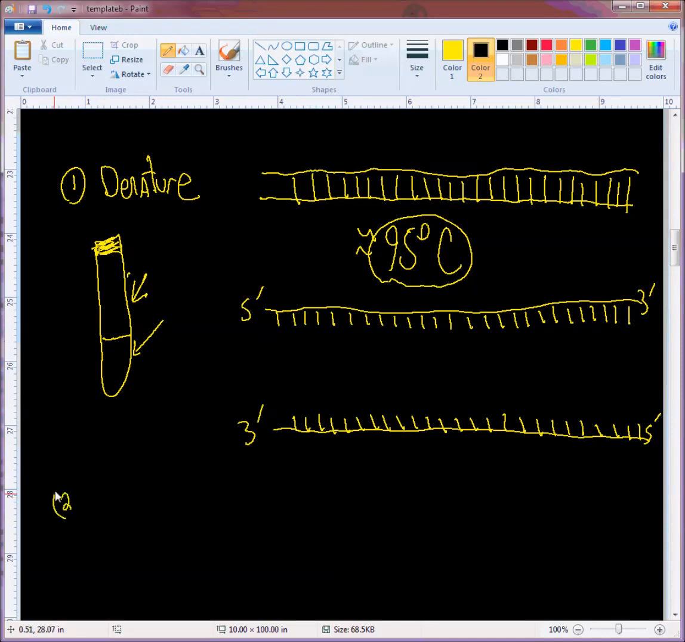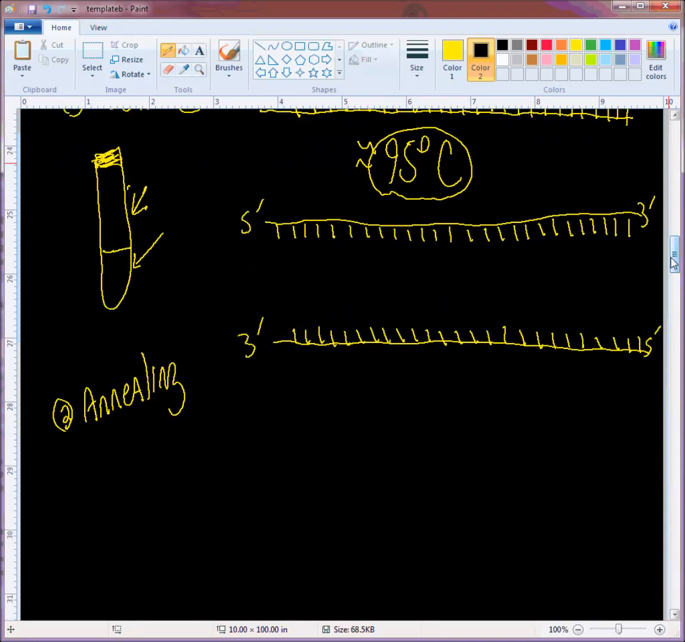So the next step is the annealing temperature, the annealing step of PCR. We have to lower it to an annealing temperature, and in general, an annealing temperature of about 60 degrees is a good annealing temperature. We're going to talk a little bit more about why we use this 60 degrees in a little bit. But what happens during the annealing step is those primers that we have are going to anneal to either side of the gene we want to amplify.